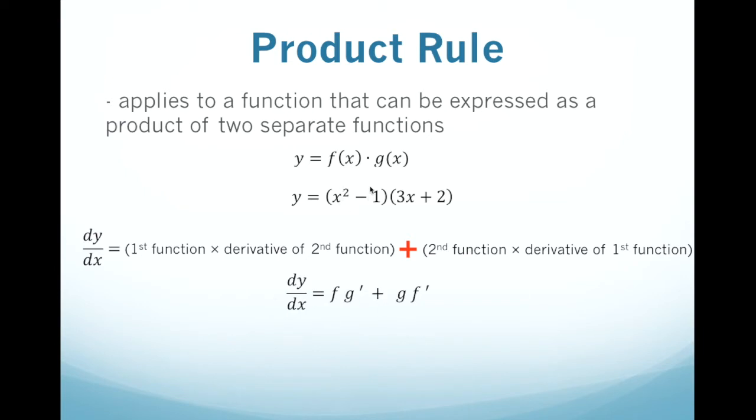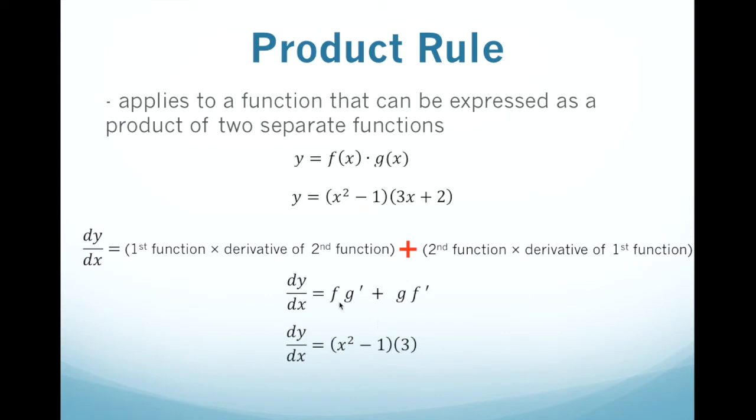So this is our f, multiplied by the derivative of g, which is g prime, plus g, which is our second function, times the derivative of the first function, which is denoted by f prime. So it is going to be f g prime plus g f prime. Now let's apply this rule in our first example. This is our f, this is our g.